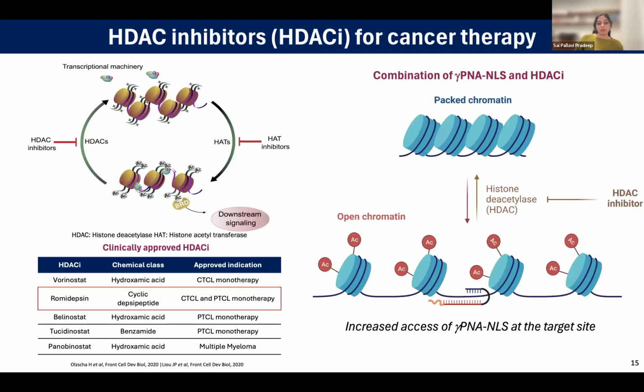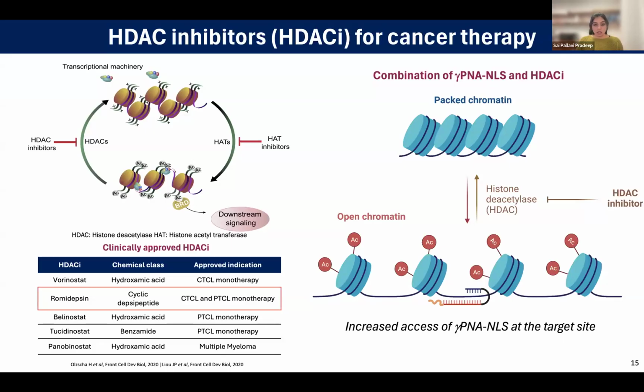So the first combination treatment that we looked at was the use of histone deacetylase inhibitors, which are known as HDAC inhibitors. Now, DNA is usually bound around histone proteins, and the acetylation of these histone proteins can neutralize the positive charge on the histone, and hence it opens up the chromatin. So our hypothesis was that if we use HDAC inhibitors, that would help in improving the accessibility of our PNA to its target site. So we decided to use this for our combination treatment.